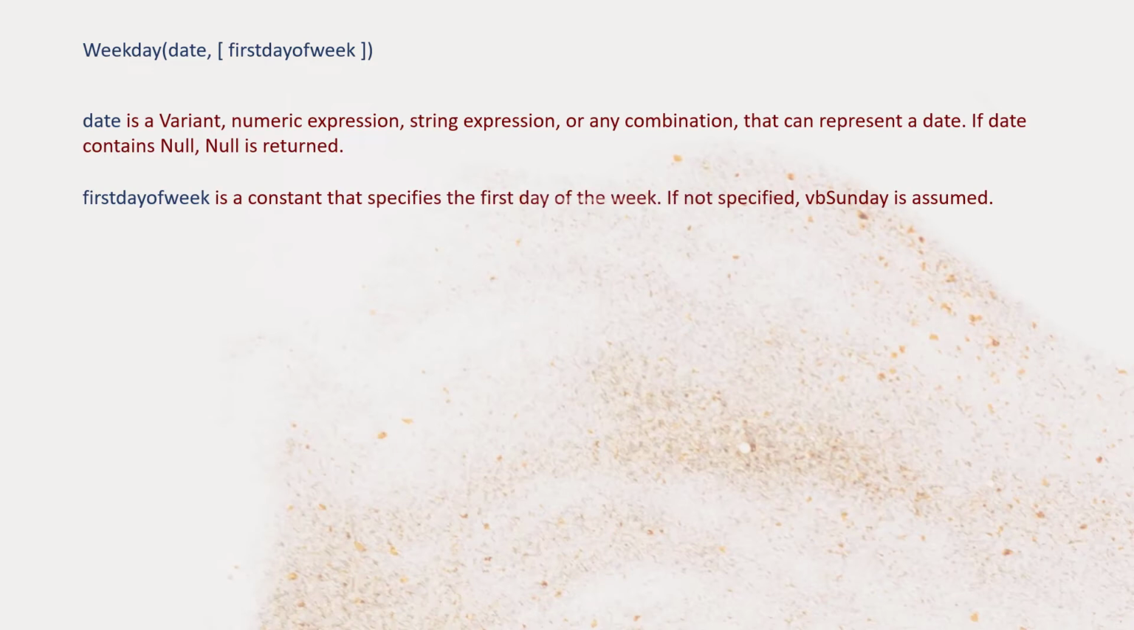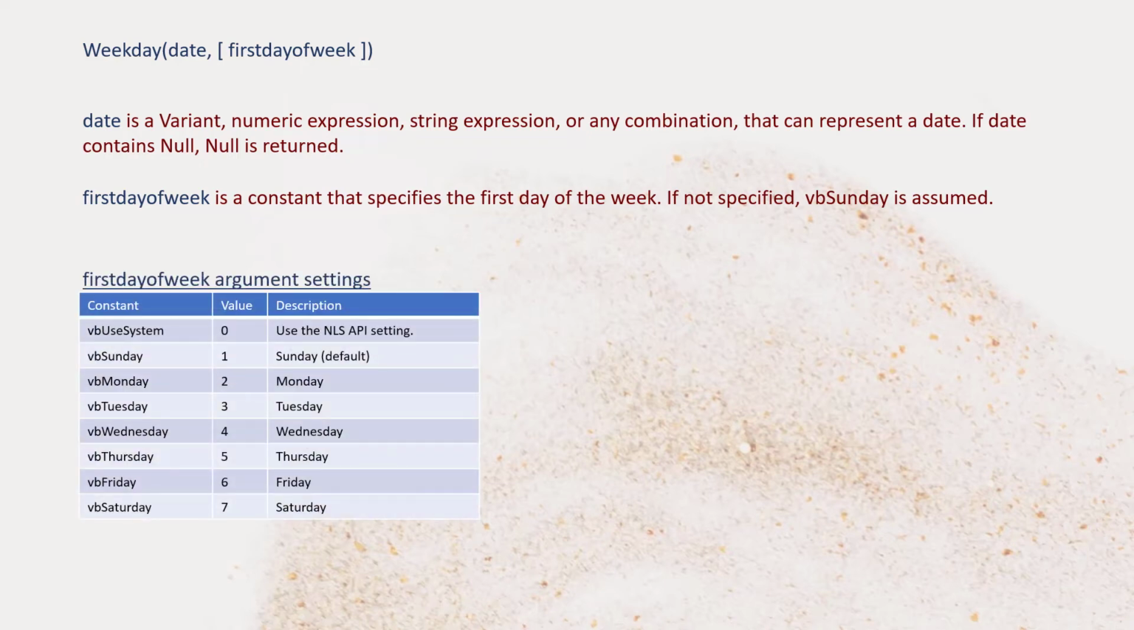First day of the week is optional. It is a constant that specifies the first day of the week. If not specified, then Sunday is used. The constant for Sunday is vbSunday. The rest of the settings for the first day of week argument is as follows. vbUseSystem, which is 0, uses the NLS API setting. We'll not get into this at the moment. I've hardly used it. vbSunday is 1, which is default.